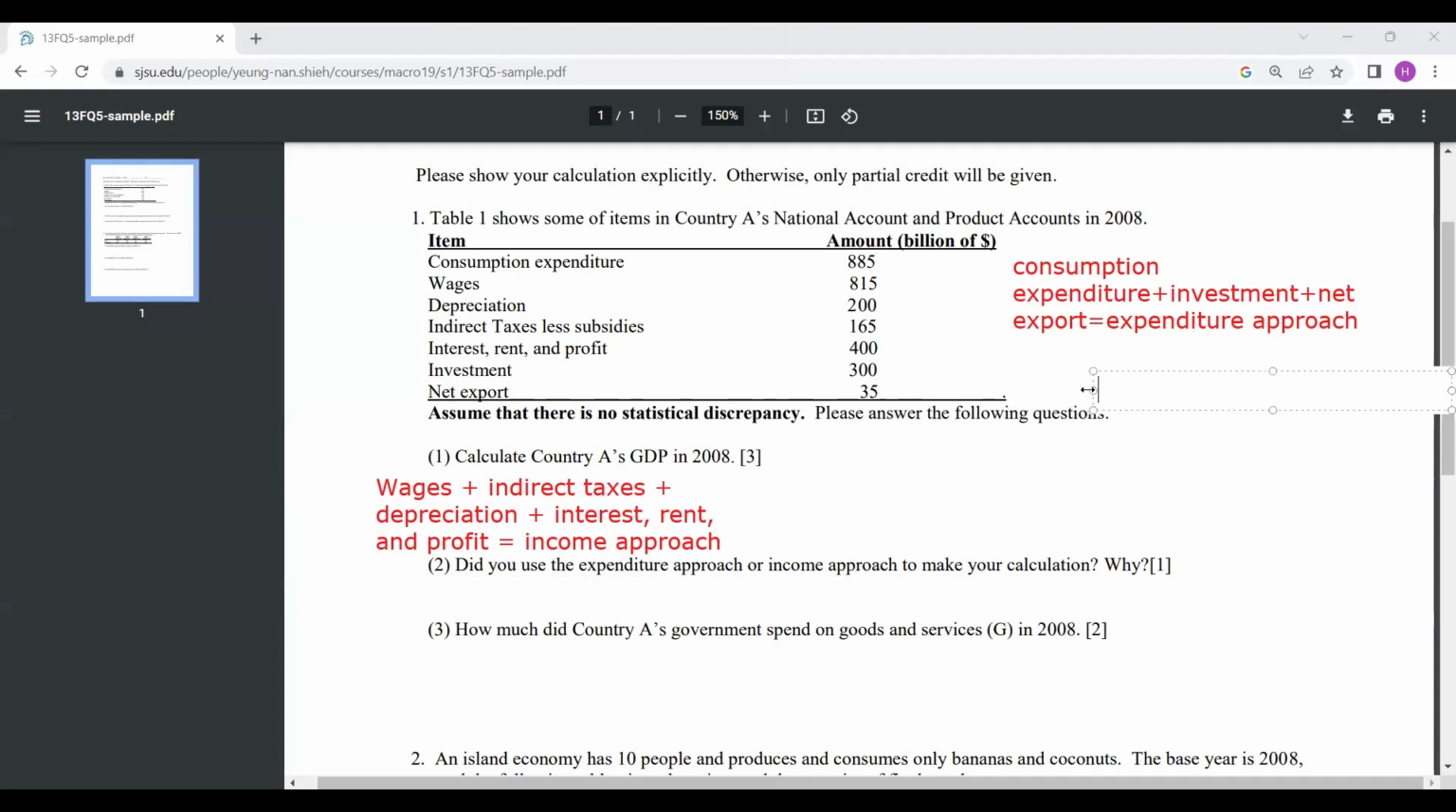So if somebody wants to try, different numbers for them though. Because I get 1,220 for the expenditure approach and 1580 for the income approach. Okay. Never mind, sorry. I got that wrong.